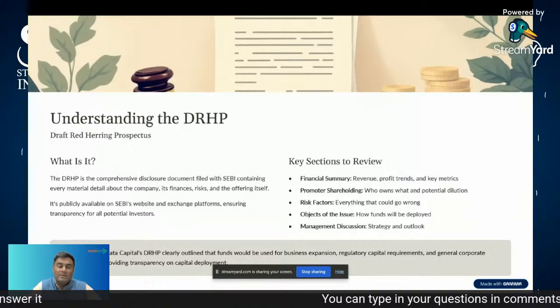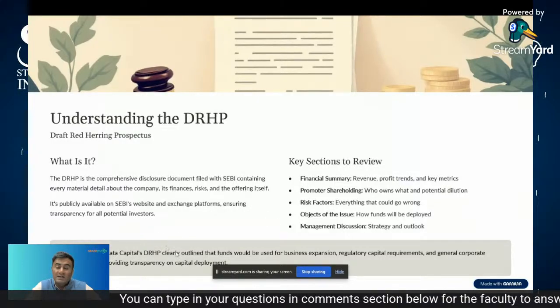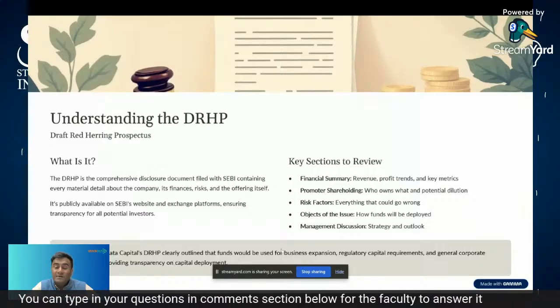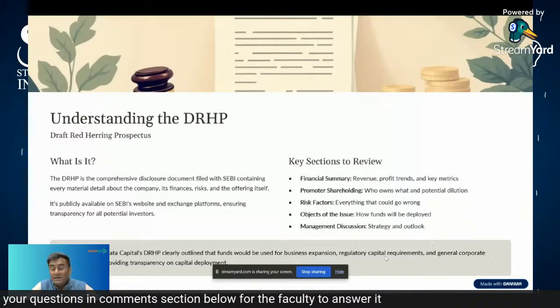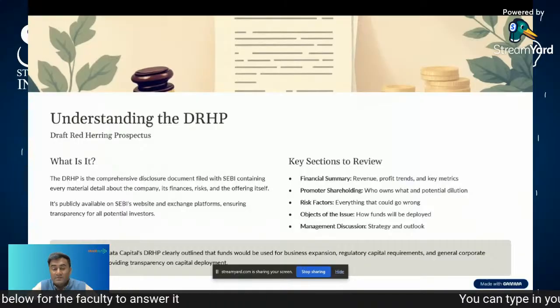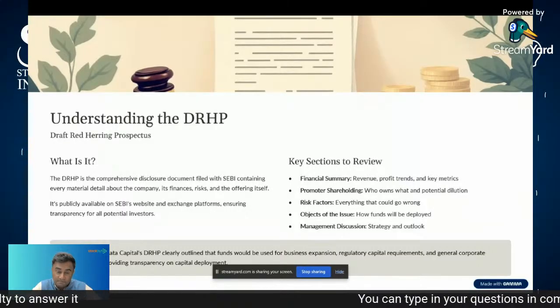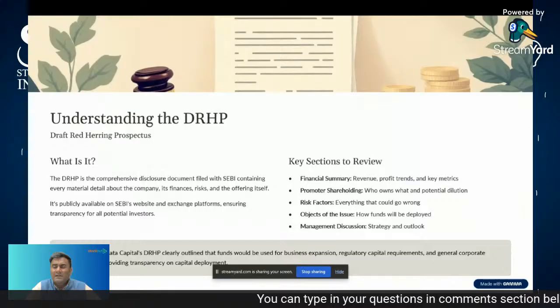If, for example, here we've given Tata Capital's draft red herring prospectus, it clearly outlined that the funds would be used for business expansion, regulatory capital requirements, and general corporate purposes, providing transparency on capital deployment.